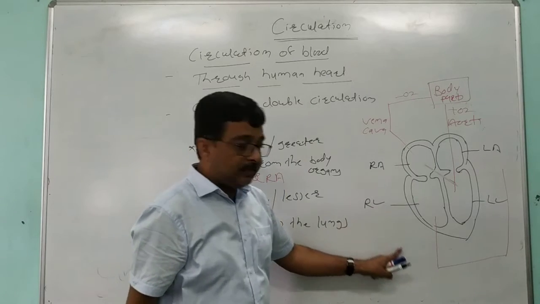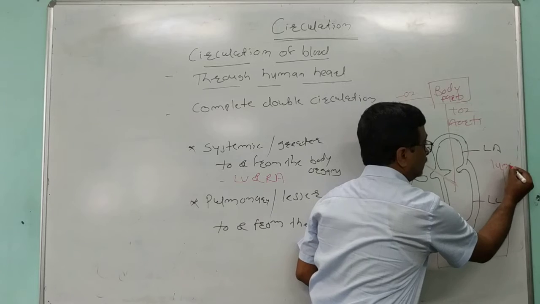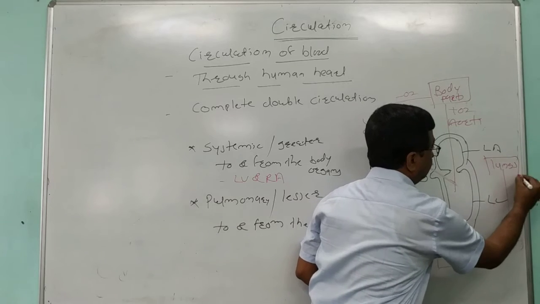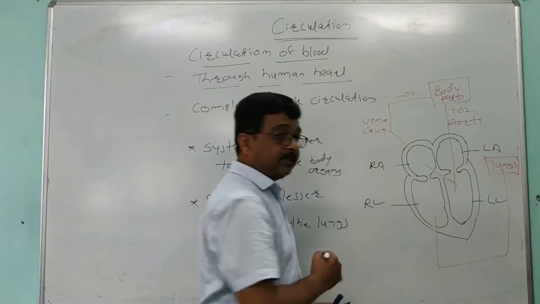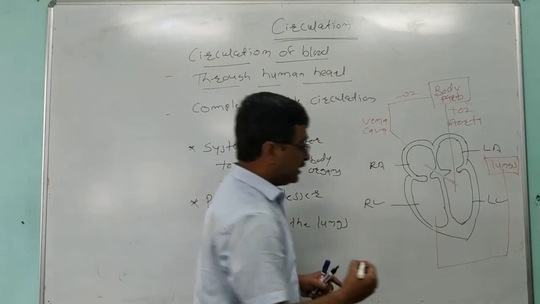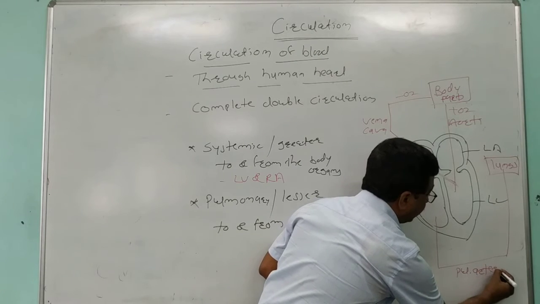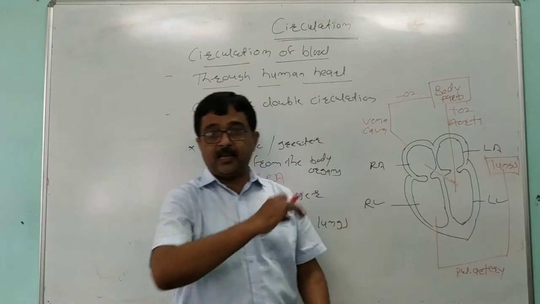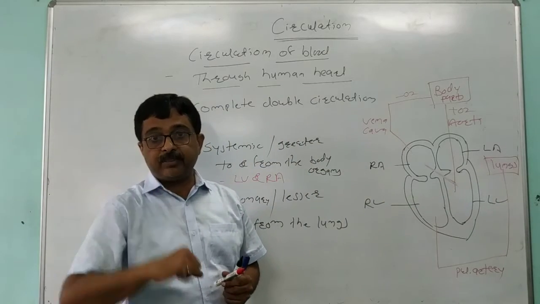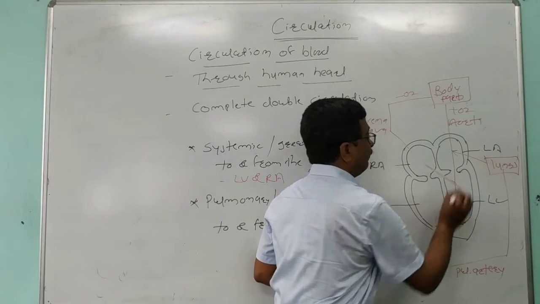From the right ventricle, the deoxygenated blood is carried up to the lungs. The blood vessel which is responsible for this is the pulmonary artery, which carries deoxygenated blood towards the lungs. In the lungs, the blood is filled with oxygen, and then that is deposited in the left auricle.